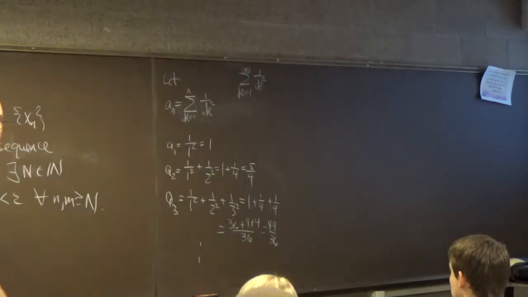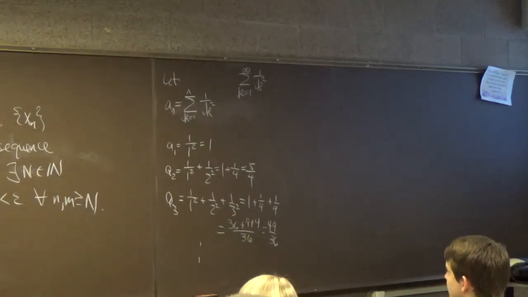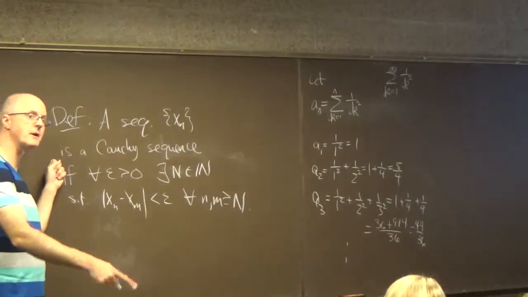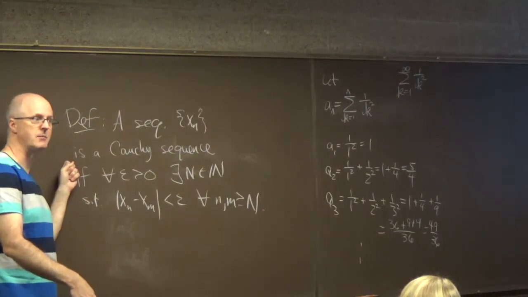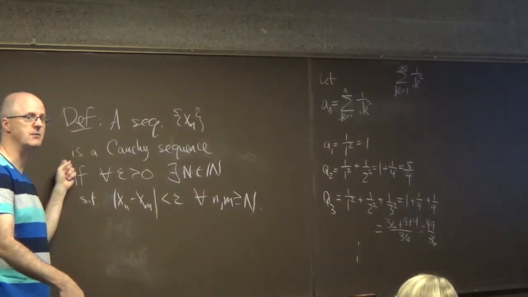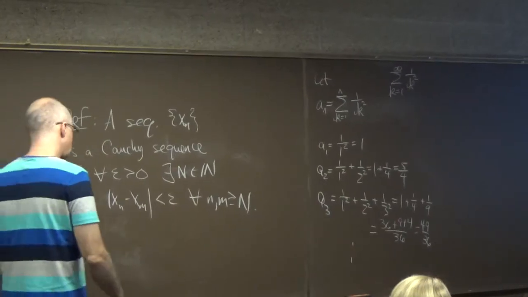You can use the Cauchy convergence criterion. You can show it's a Cauchy sequence, and the theorem, the Cauchy convergence criterion, says that a sequence of real numbers converges if and only if it's a Cauchy sequence. It's not too hard to show it's a Cauchy sequence.